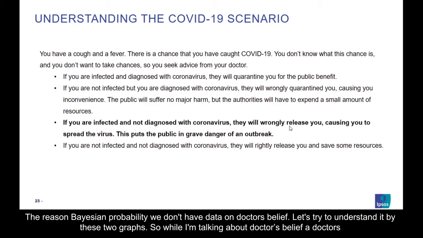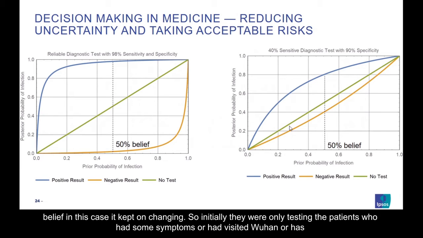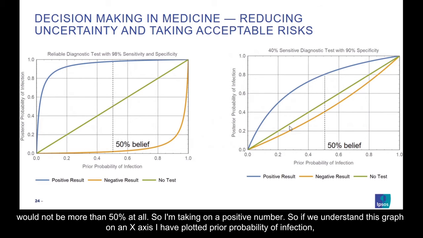The reason is Bayesian probability. We don't have data on the doctor's belief, right? And let's try to understand it with these two graphs. While I'm talking about the doctor's belief, in this case it kept on changing. Initially they were only testing the patients who had some symptoms, or who had visited Wuhan or had come in contact with people from Wuhan or South Korea, but then the doctor's belief kept on changing, and the symptoms kept on changing. And the doctor's belief, I would say in this case, most likely would not be more than 50%. That also I'm taking on a positive number.